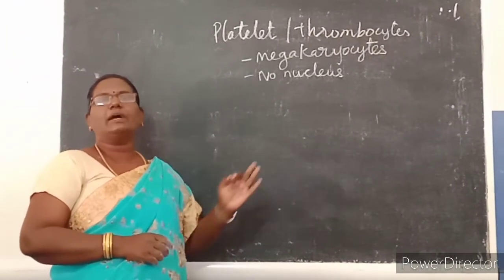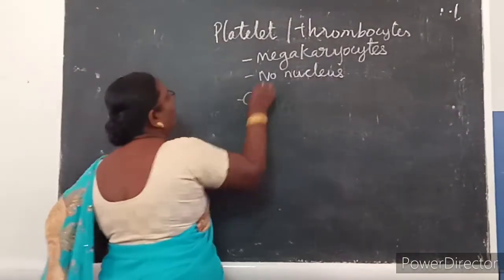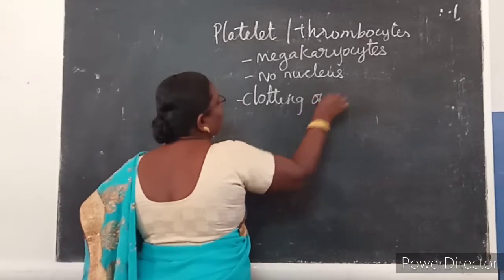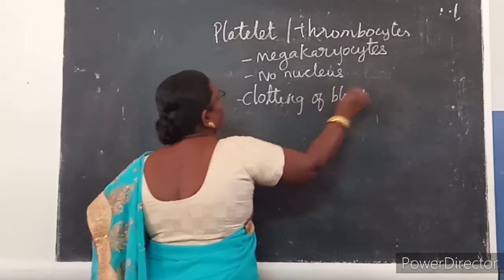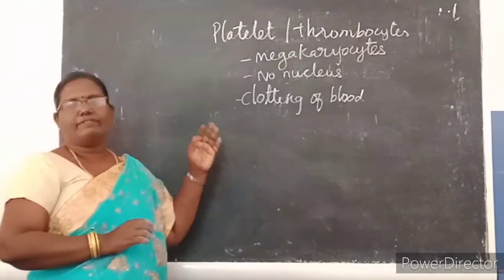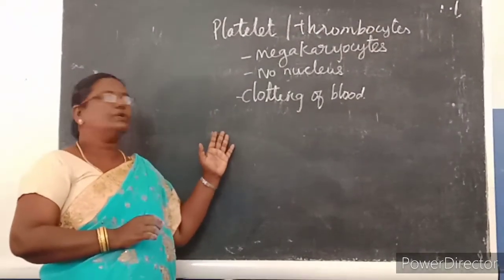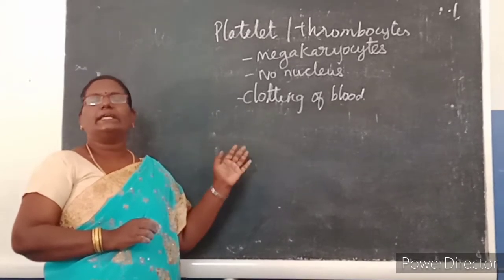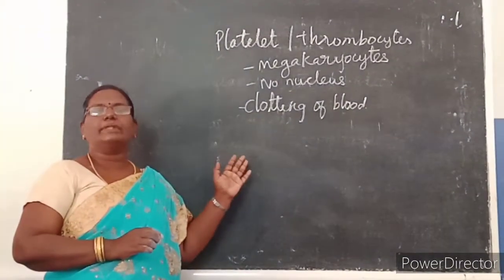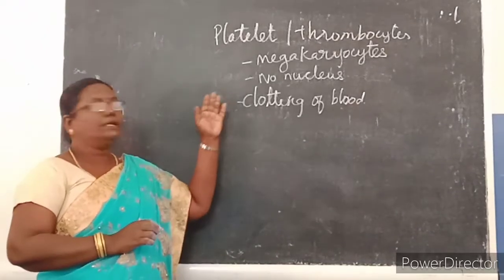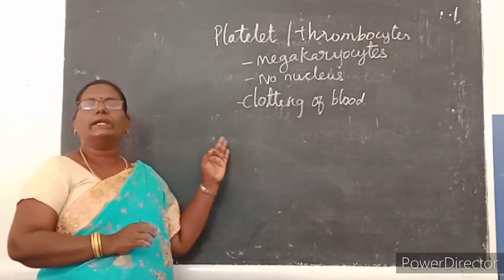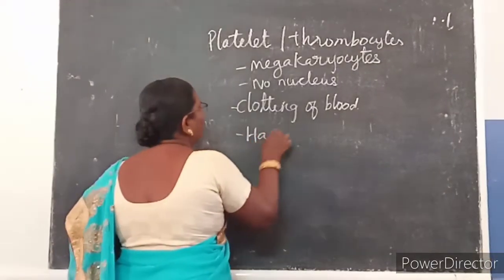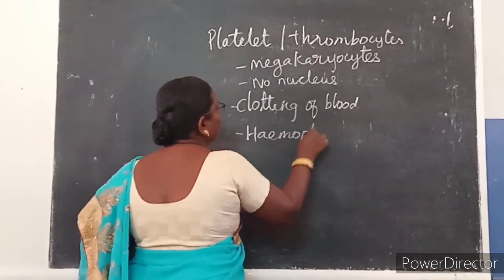The main function of the platelets or thrombocytes is that it helps in the clotting of the blood. If the platelet number decreases, it leads to a bleeding disorder that is known as what? Hemophilia. That is an excessive loss of blood from the body. Hemophilia is a bleeding disorder.